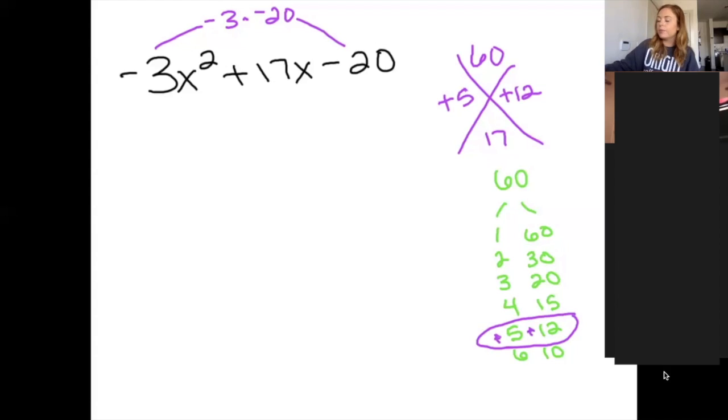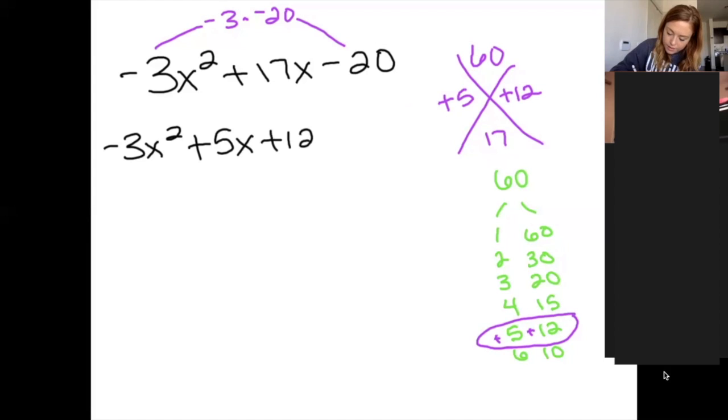Okay. Now what do you do next in the x method? You break it apart. Yeah, I'm going to rewrite the original problem. So negative 3x squared. I'm going to look over here to get my middle pieces, so plus 5x plus 12x, drop the minus 20.